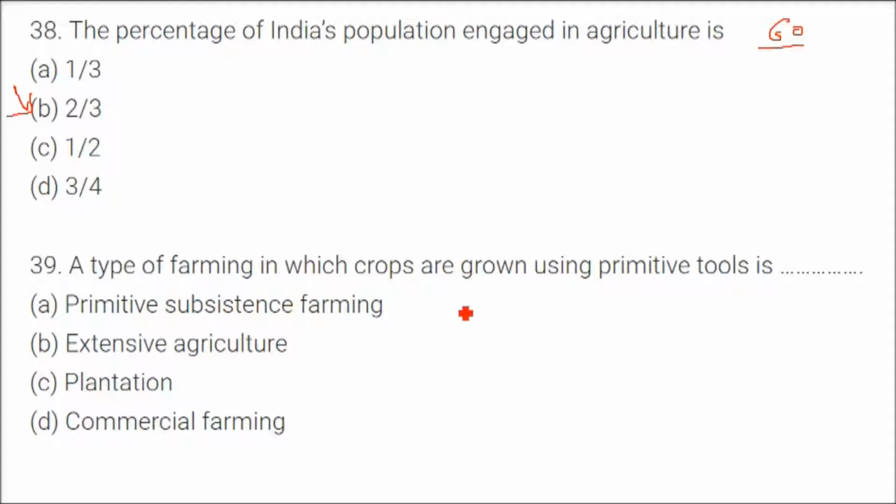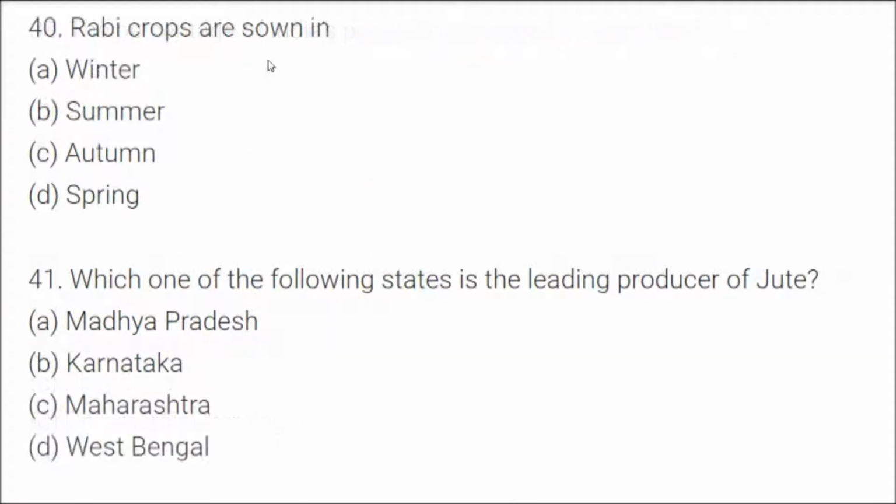A type of farming in which crops are grown using primitive tools is, see the word primitive, so it is primitive subsistence farming. Rabi crops are sown in the winter season. Which one of the following states is the leading producer of jute? It's West Bengal.